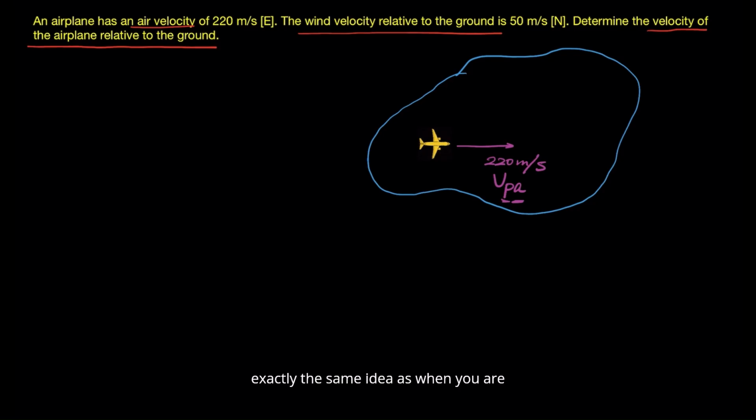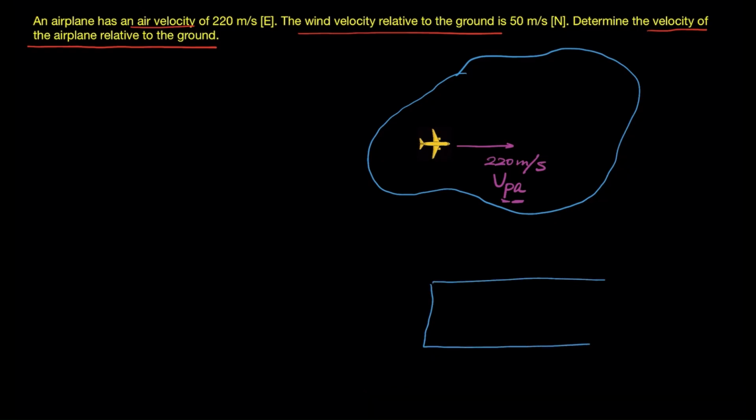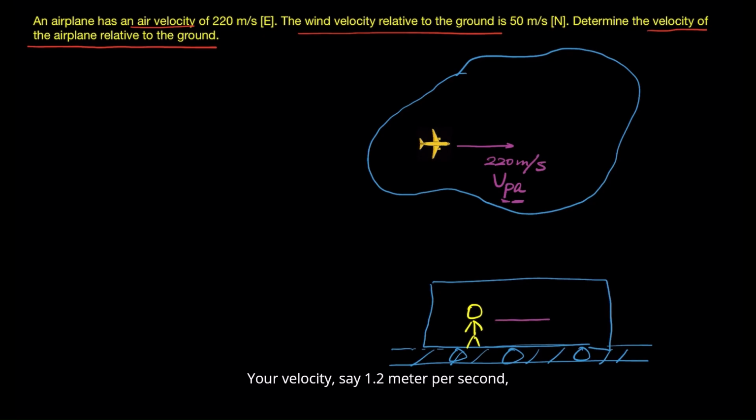Okay, this is exactly the same idea as when you are walking on a moving train. See, this is the train. Your velocity, say 1.2 meters per second, is measured relative to the train itself, not the ground outside. Okay, so in this problem, the air is acting just like the train.